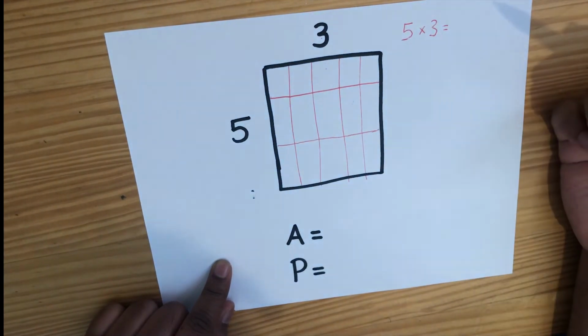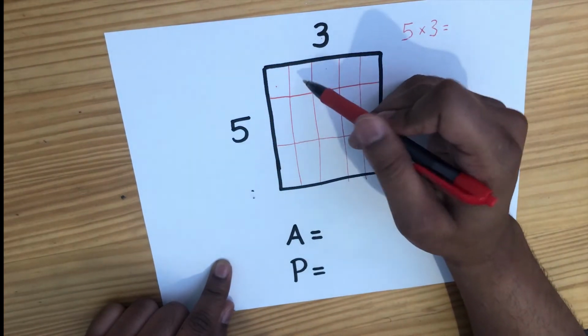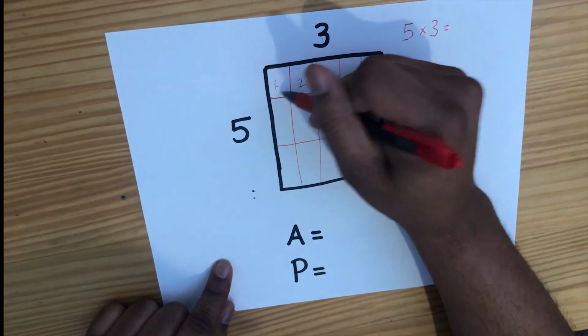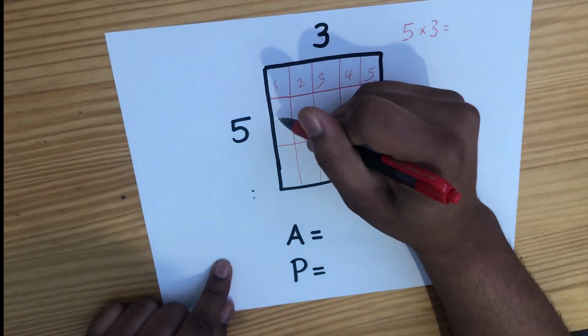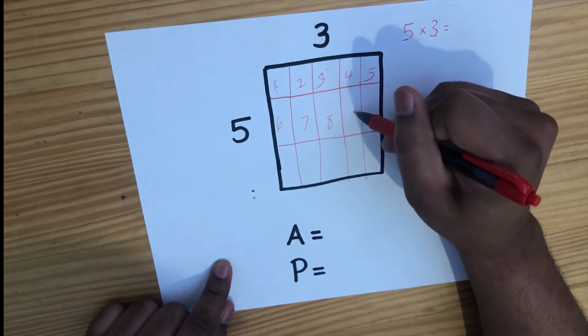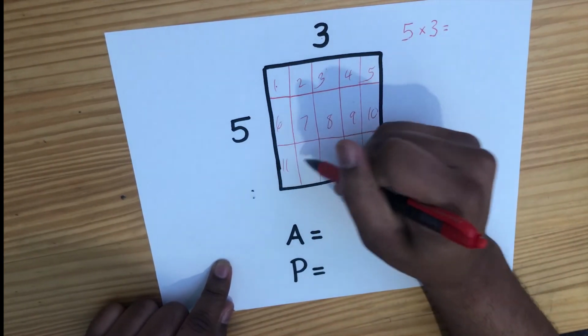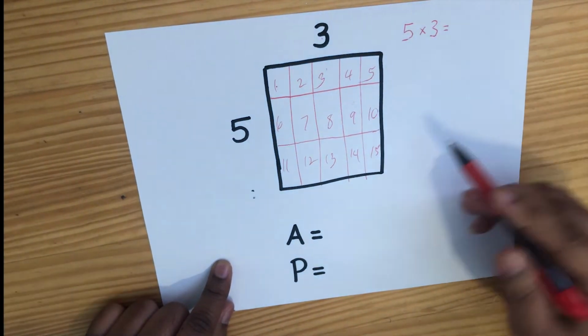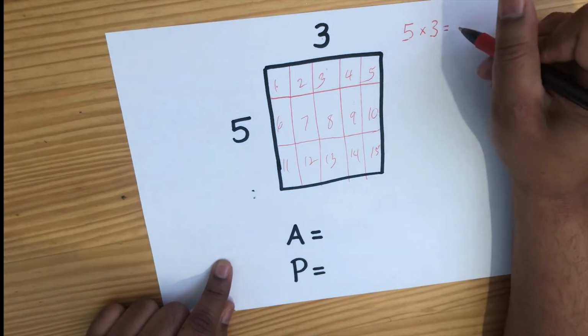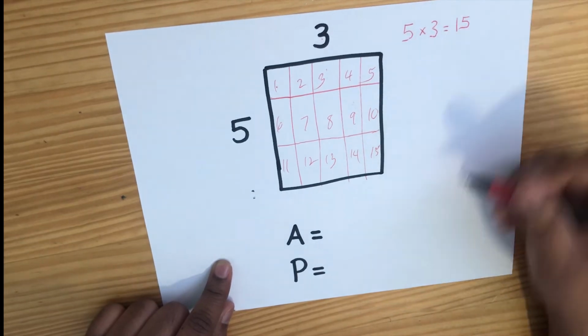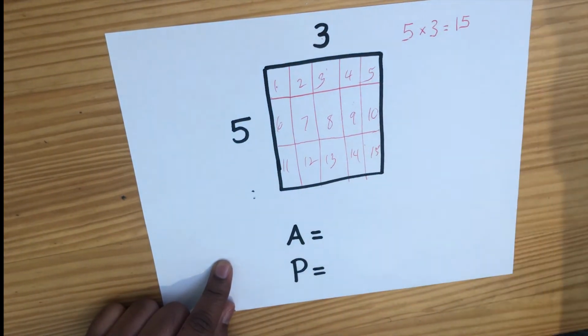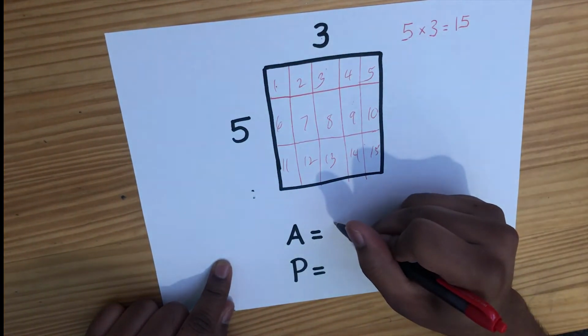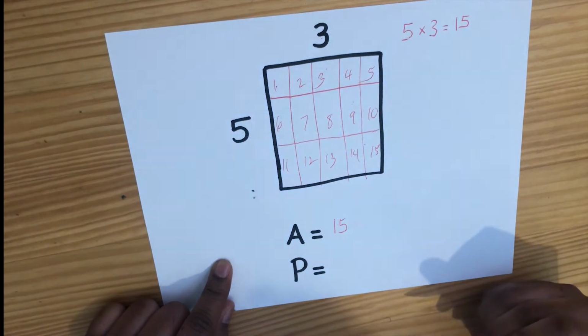So now all I have to do is count the squares. 1, 2, 3, 4, 5, 6, 7, 8, 9, 10, 11, 12, 13, 14, 15. And of course, if you already know your multiplication facts, you already know that 5 times 3 is 15. Or I can just recreate my squares and get an area of 15.